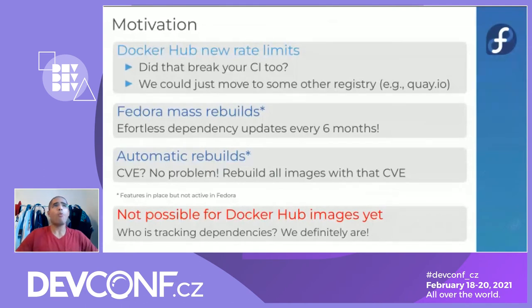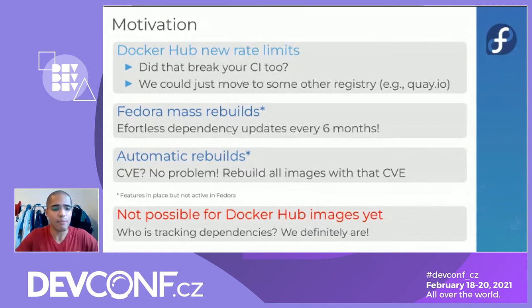Well, wait, what about all the cool features that Fedora can give to the container images that you're shipping? For instance, let's say we were using the master builds in the registries as well as we do for RPMs. Then we would have fork-less dependency updates every 6 months. How cool is that?